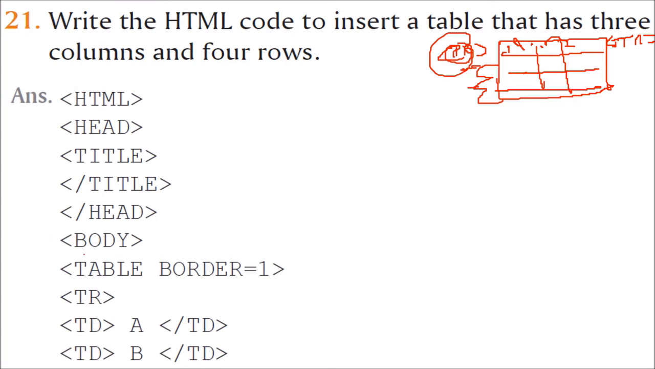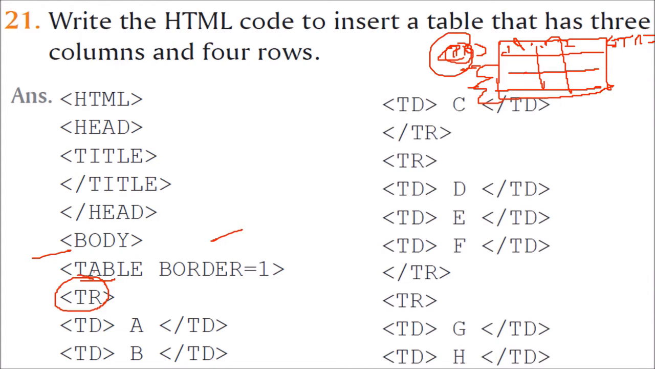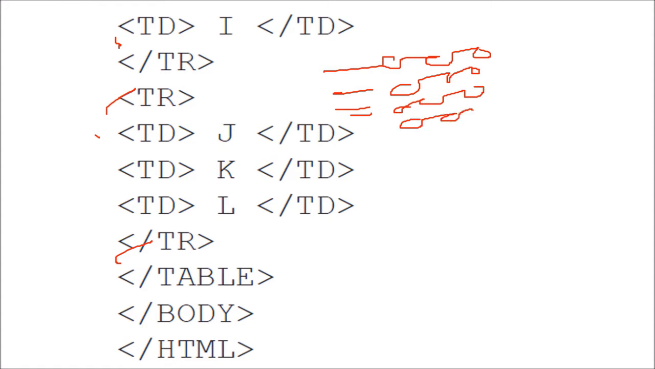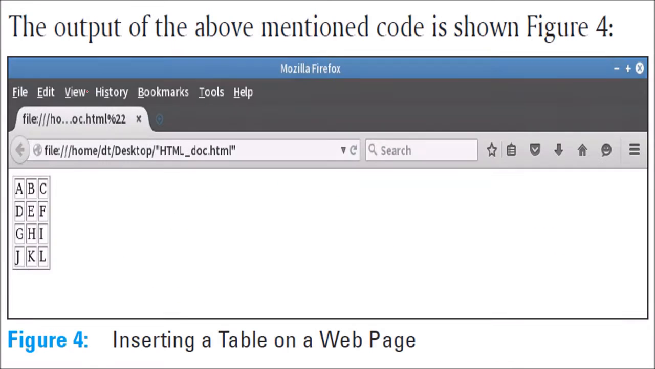So you can start in a body table. Give some border. You have to start with the TR, and inside this you have to give 3 TDs. Again close the TR, then TR, 3 TDs, TR, 3 TDs, then TR, 3 TDs. So now 4 rows have been completed with 3 data inside, like this. So the result would be something like this. Here we have 4 rows and 3 columns.